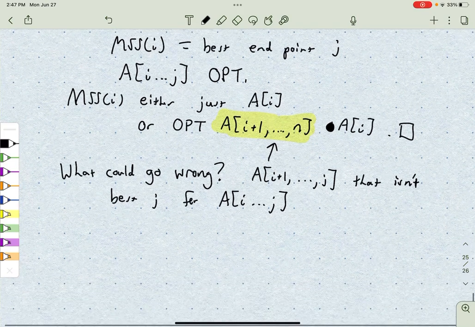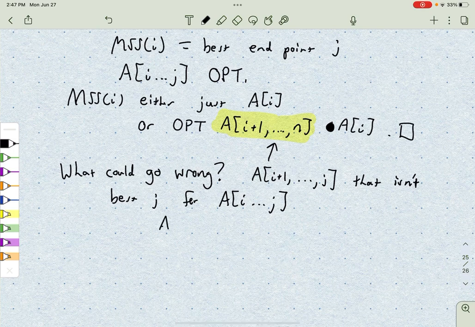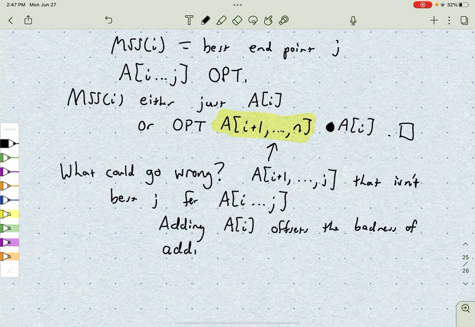Well, intuitively, the only difference is it's saying adding AI offsets the badness of adding a j plus 1 to a I plus 1 through j.